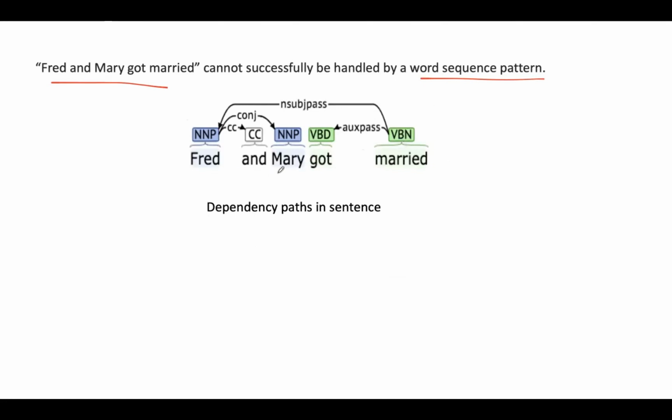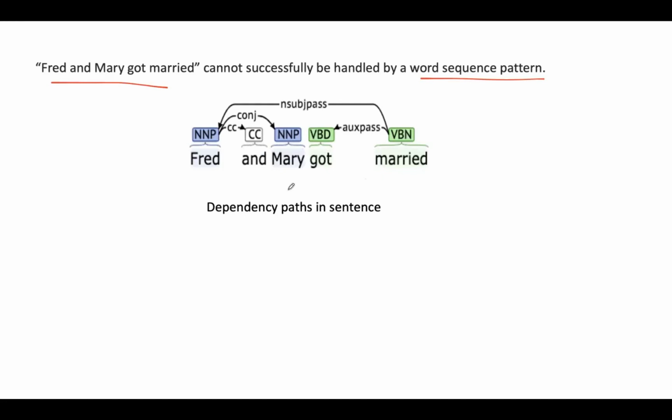So here, Fred and Mary got married. This is a sentence. For this, you need to find out dependencies or relationships between the words in the sentence. Instead, we can make use of dependency parts in the sentence, knowing which word has a grammatical dependency on other words. This can greatly increase the coverage of the rule without any extra effort. So here you can see there is a relationship.